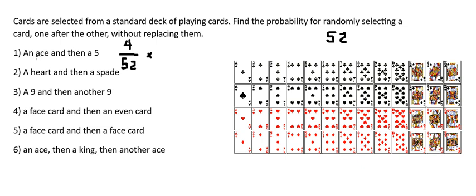Because in the first one, we select one ace card. And in the question without replacement, after we select one ace card, we only have 51 left. And for the next one, there are 4 number 5 in here. So we put number 4 over 51 here. And now we calculate this one, and you got 4 over 663.